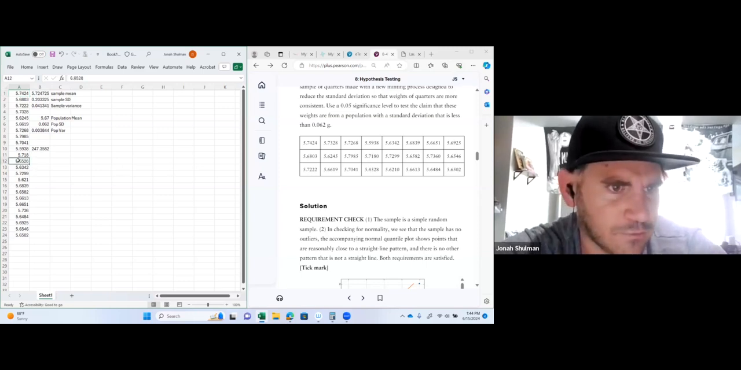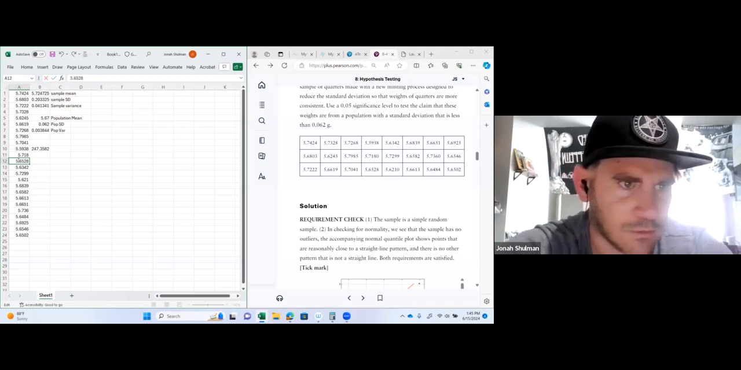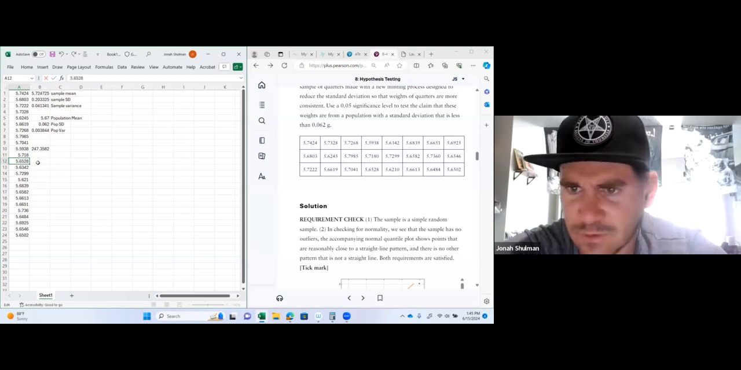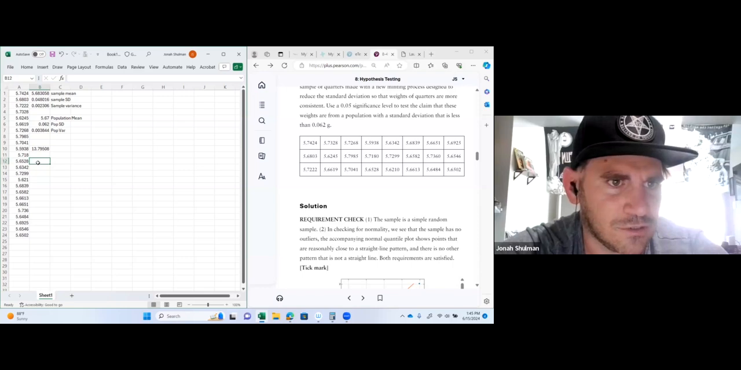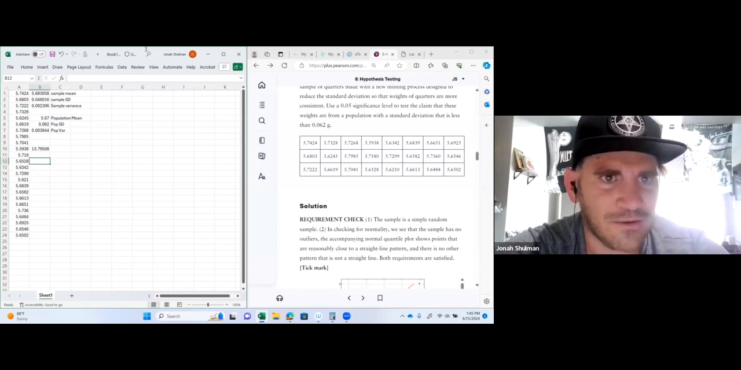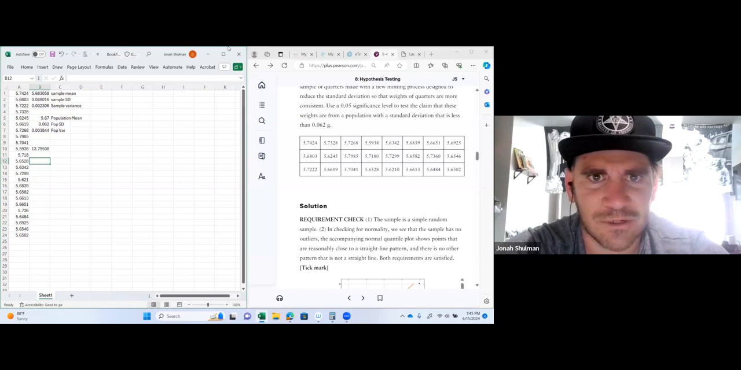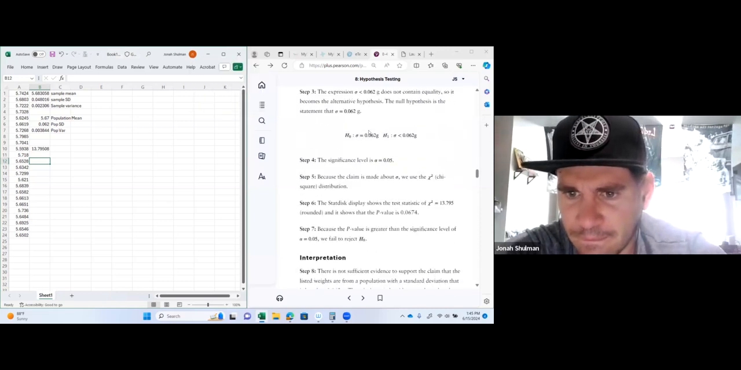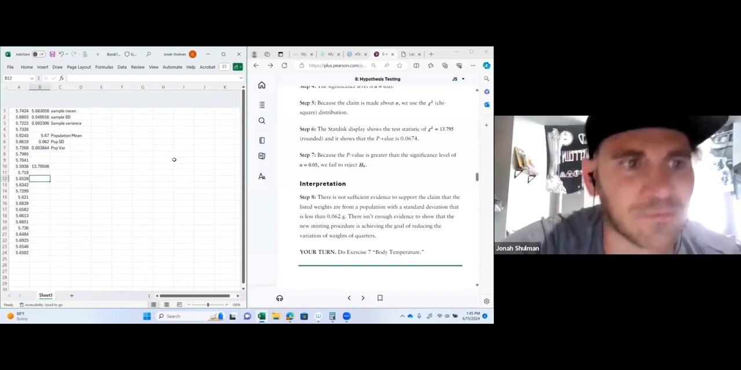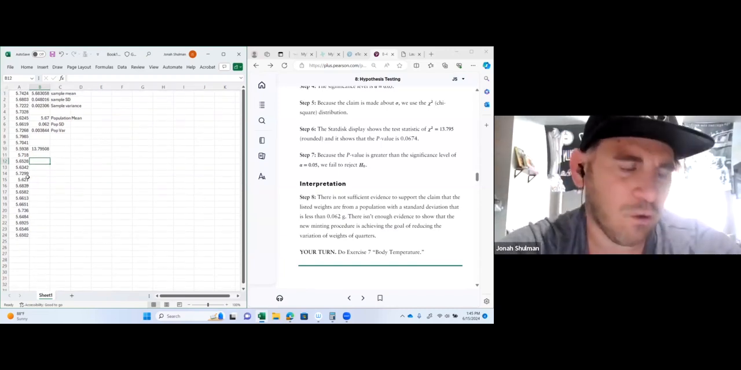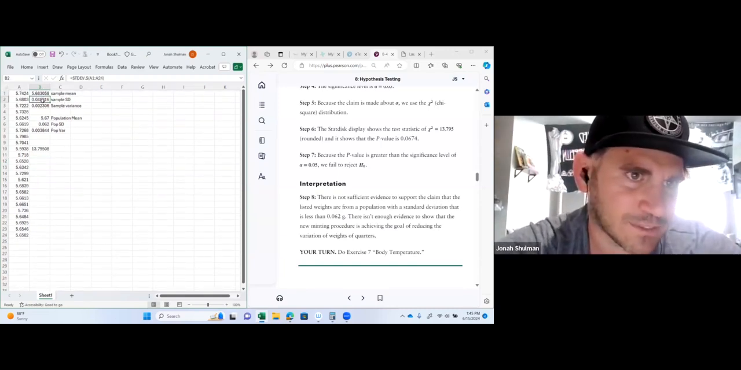That should be a 5.6528. Did it already change? Let's see. 13.79. Is that what they wanted? Yeah, one number off. Just one number and it messed up the whole thing. Why did it automatically change? Because I have the formulas here.